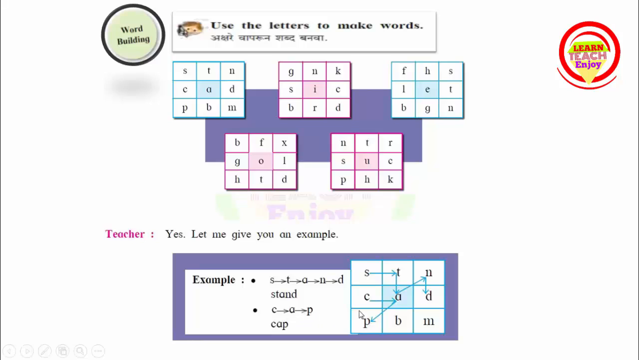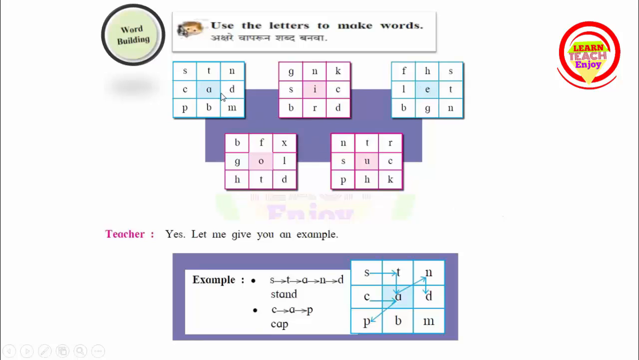Then second example teacher given here, CAP, cap. If you notice, in center here is A. In second chart, in center letter is I, and in this chart, in center letter is E. In this chart, letter in center O, and in this chart, letter in center U. We all know A, E, I, O, U are the vowels.